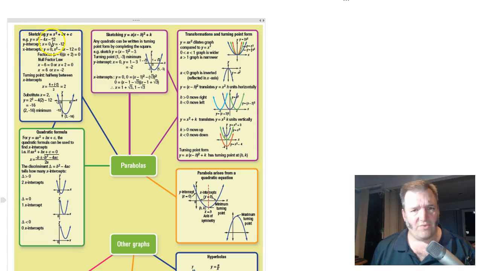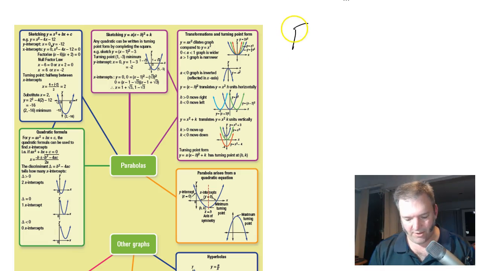What we're going to start, though, is up in that area there. Sketching just a regular parabola, x squared plus bx plus c. It could be ax squared plus bx plus c. It doesn't really matter. What are the things that we need to remember for parabolas?